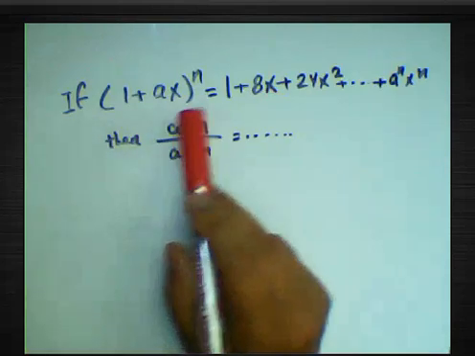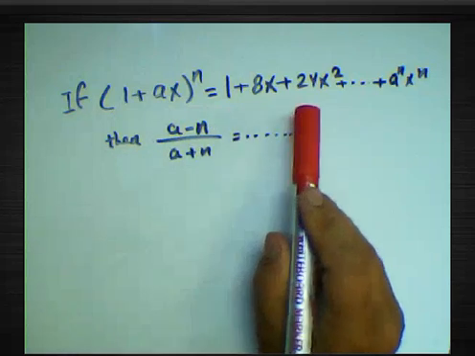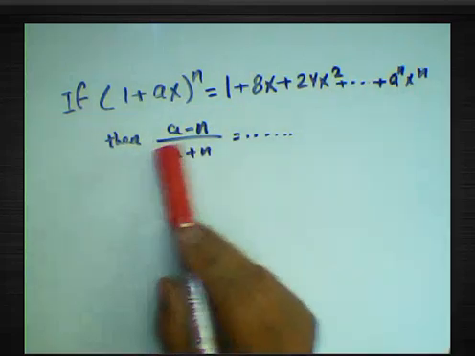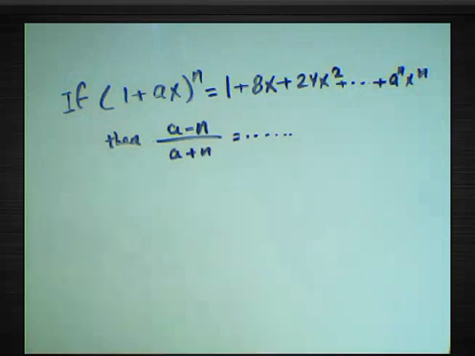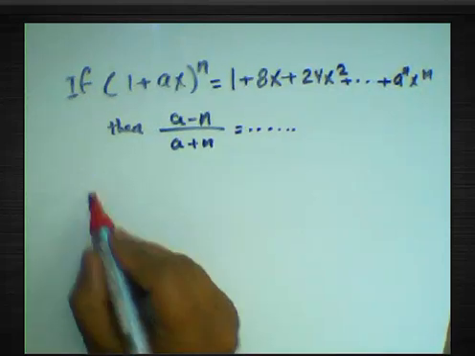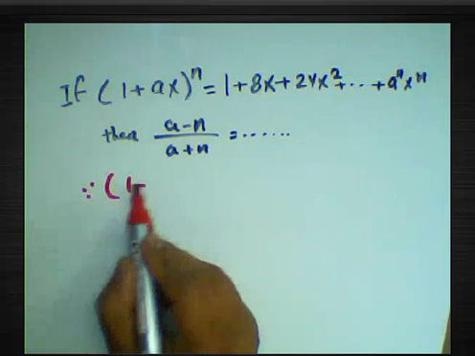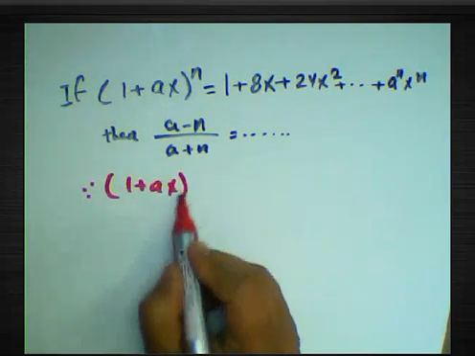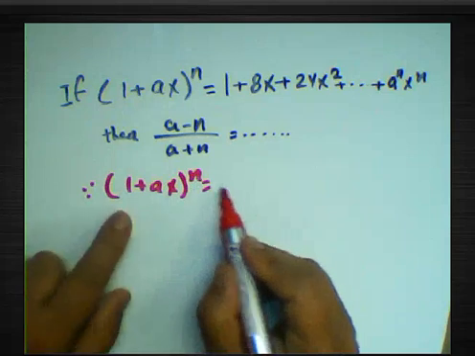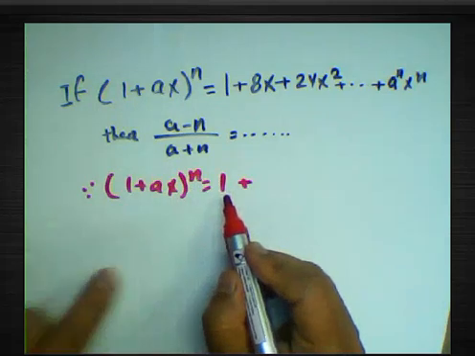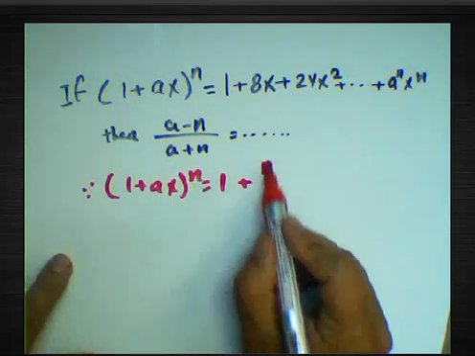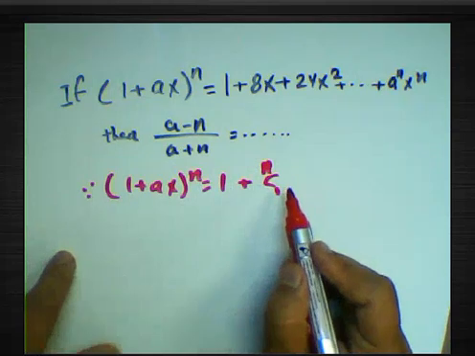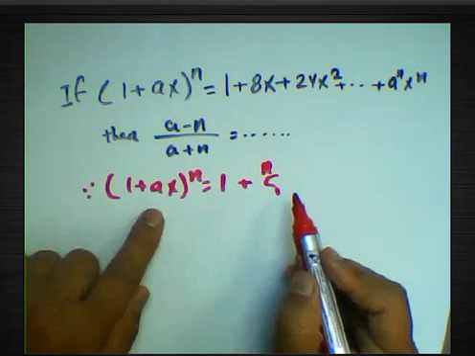If 1 plus ax all power n equals 1 plus 8x plus 24x power 2 and so on, up to x power n, then a minus n over a plus n equals what? We must compare the result here with the expansion. We know 1 plus ax all power n. We can write the first term here 1, then the second term, n coefficient 1, multiplication by 1 and ax.